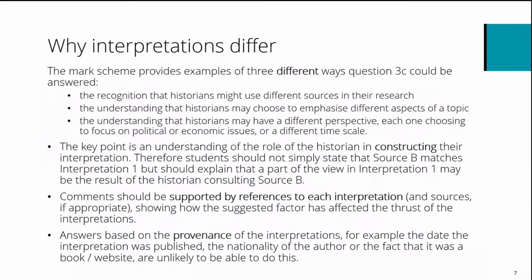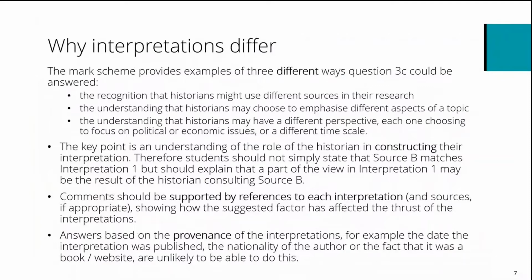The next question we're going to look at is why the interpretations differ. If you look at the mark scheme for this question, there are 3 different ways that are exemplified, and students only need to use one of these. One way is to recognize that historians might use different sources in their research. Another way is to understand that historians may choose to emphasize different aspects of a topic. And the third way is to understand that historians may have a different perspective.